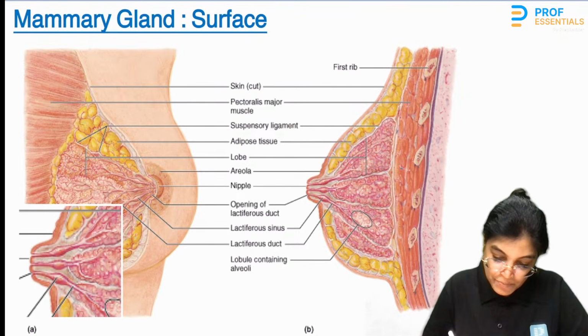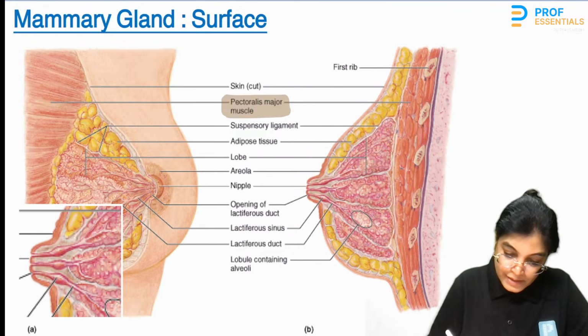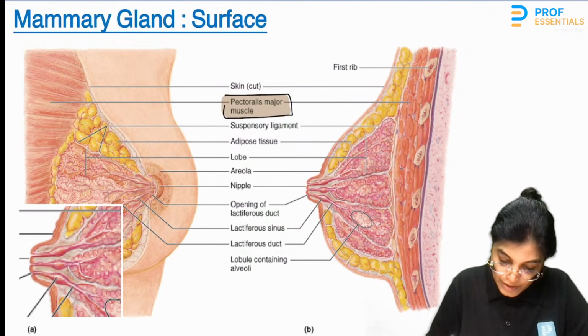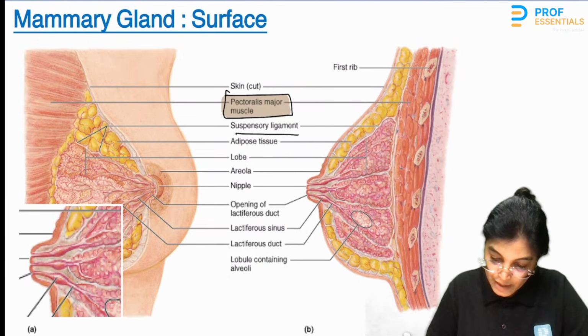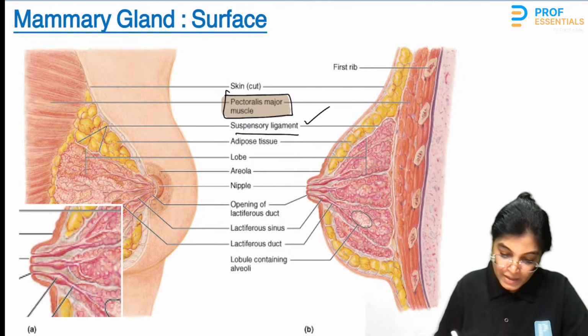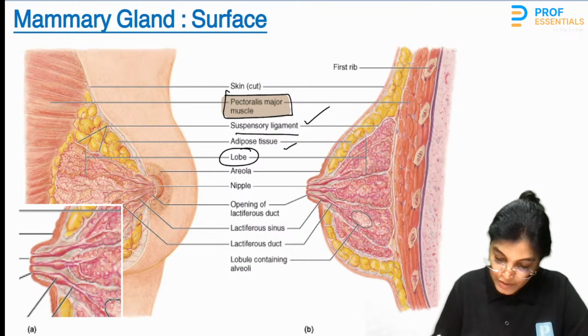So we can see the deeper muscles here. We can see the pectoralis major muscle has been shown, over which the breast is lying. We can also see the suspensory ligaments in between, which is forming the stroma, the adipose tissue, the lobes. So these are all lobes. We can see the areola and the nipple.